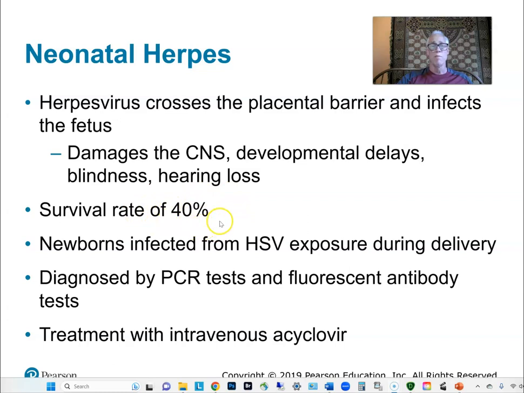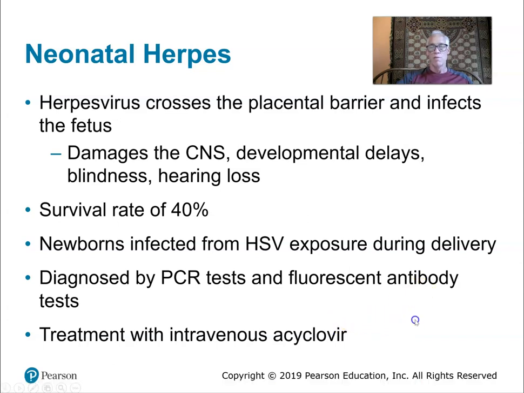Survival rate of 40% in the fetus if there's transmission. Newborns can also be infected during childbirth, especially if there's a flare-up and some lesions are present. They're very infectious. Lots of virus particles there can cause infection. Diagnosed by PCR tests and fluorescent antibody tests. Treatment with acyclovir, as we've already noted.